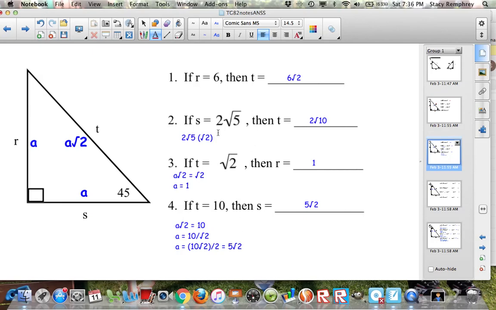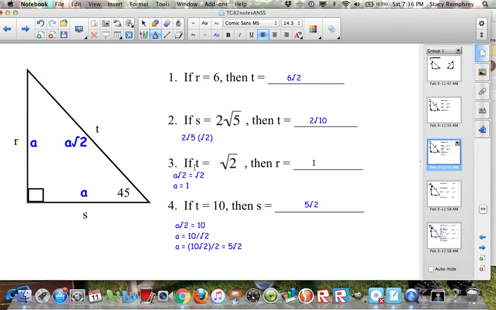All right, over here, S, so that's this side over here, is 2 root 5, and they wanted me to find t. Well, I know t is always the small side times the square root of 2, so I kind of showed that work here. So that means t equals 2 root 10.